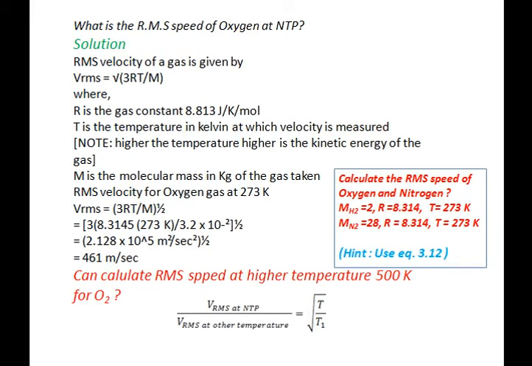Now let us try to find the RMS speed of oxygen at NTP. The RMS speed of oxygen is given by Vrms, which is equal to the square root of 3RT divided by m, which we have already studied. Now if I substitute the data in the given equation, I get Vrms for oxygen at NTP as 461 meters per second.